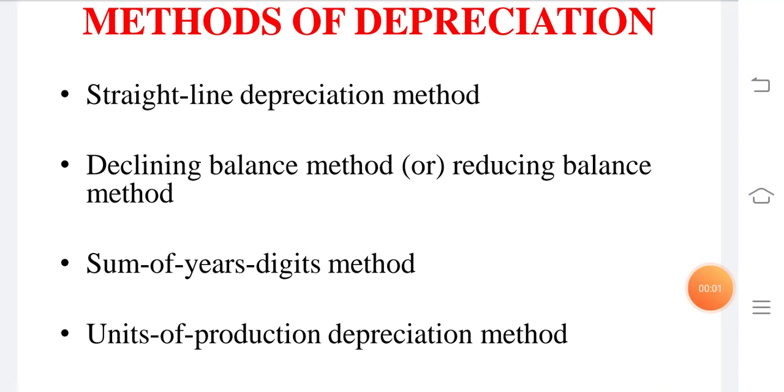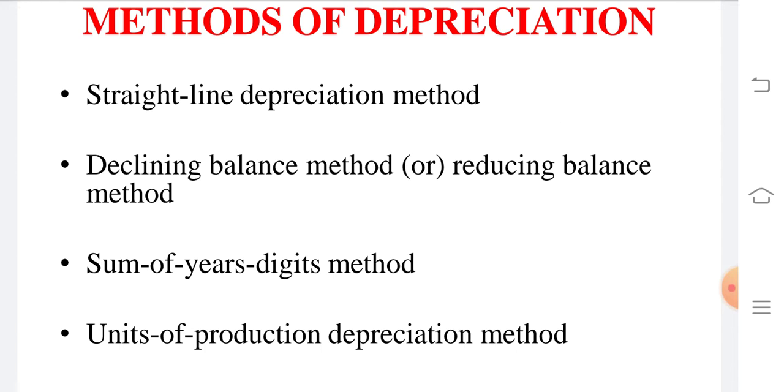Today's topic is methods of depreciation. There are five different methods for calculating the depreciation value for a given asset, like a bike or any other asset. The most commonly used method is the first one, the straight line depreciation method.